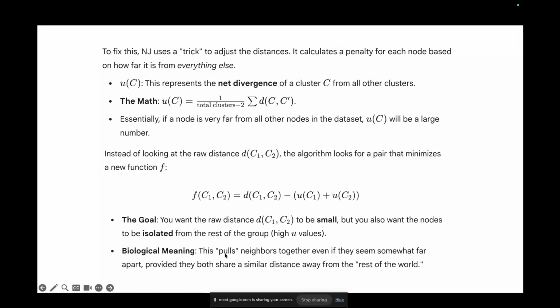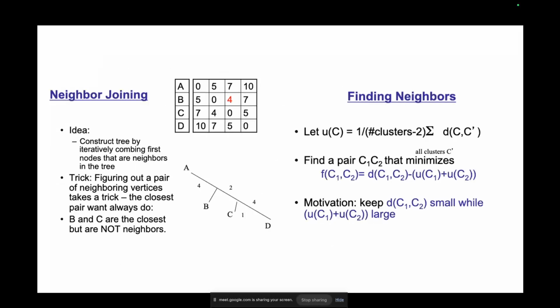Biologically, it means that it pulls the neighbors together even if they seem very far apart. So, for example, in this case, A and D seem very far apart, but they are the actual neighbors because they are directly connected. B and C look very close to each other. They are close in terms of evolutionary history, but they are not neighbors. Right. So here the idea is that you find the neighbors and you join them, form clusters. Again, find their neighbors, join them, form clusters, and go on to do this iteratively, until no data points are remaining.